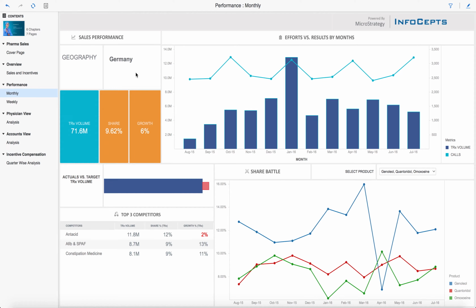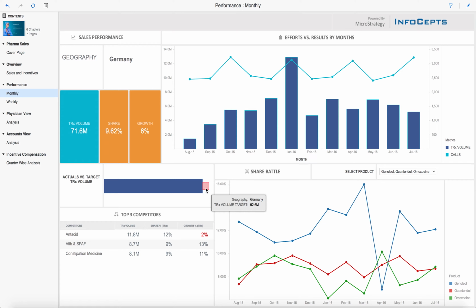Now, to start getting into a little bit of the detail, we have, for example, a selection for a given geography, where we can see some of the key metrics: the total prescription volume, the share, and the growth. We also have indicators of the actual efforts versus results. In this particular industry, it's measured by the volume of calls versus the volume of prescriptions, and we can see the numbers behind the graph.